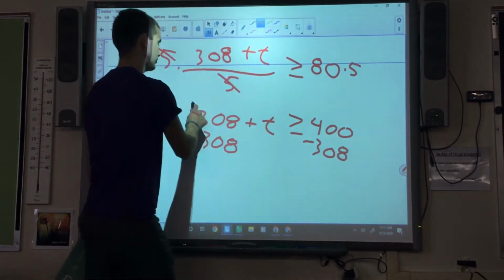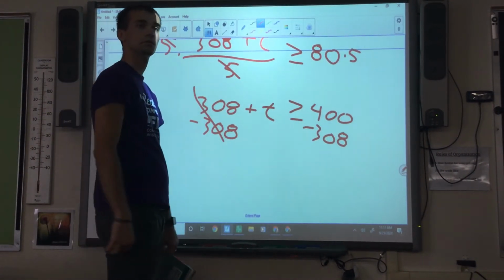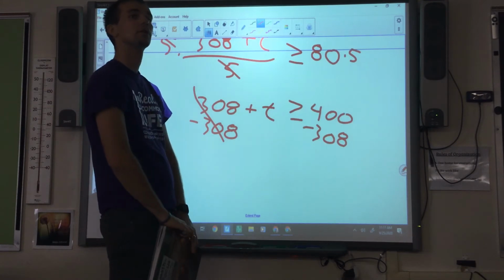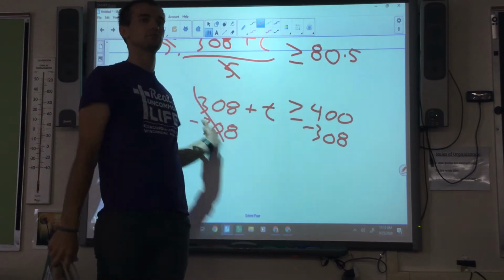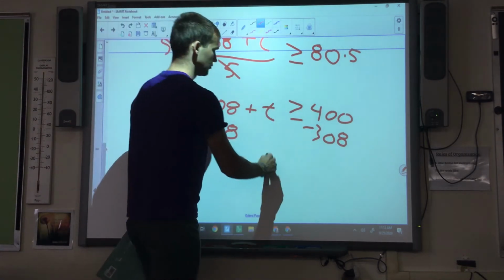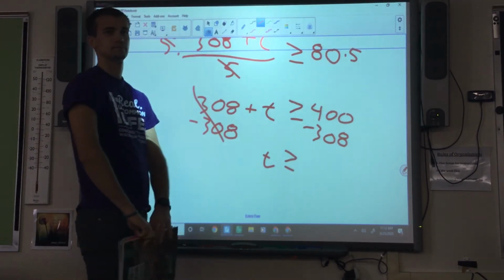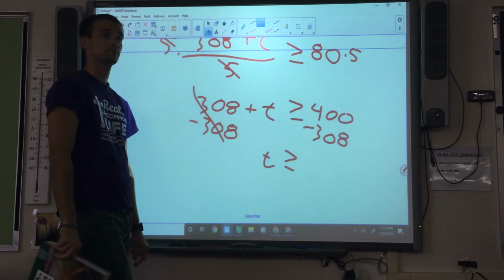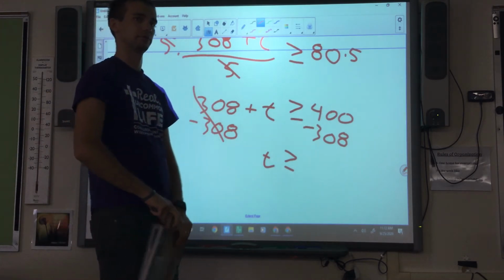Does that mean I switch the symbol then too? No, because they're both positive numbers. Well, we just subtracted stuff off. That's not why I don't switch the symbol. You're right, I do not switch the symbol. I only switch the symbol when what? When you are multiplying or dividing by a negative number.